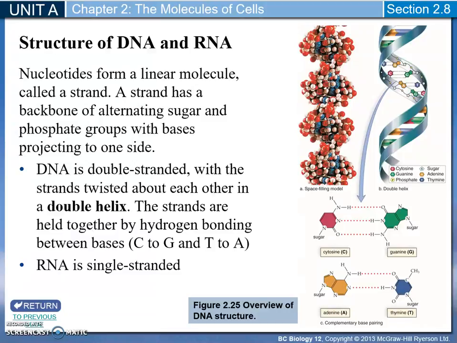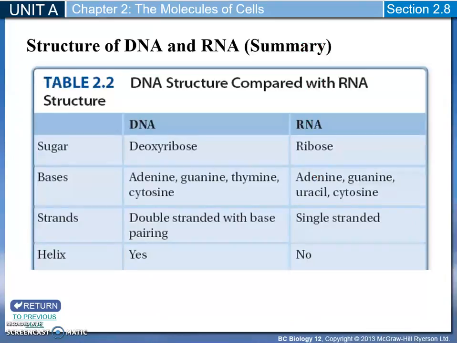And the hydrogen bonding will always occur from cytosine to guanine and thymine to adenine. And RNA, however, is just single-stranded. So we have cytosine hydrogen bonded with guanine, and we have adenine, which is bonded to thymine, and once again, these are hydrogen bonds that bond them together.